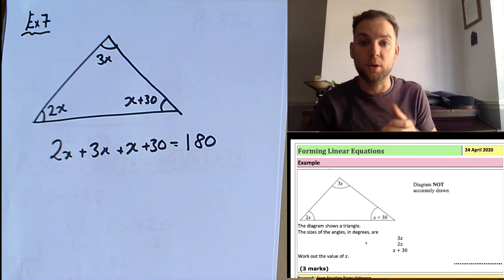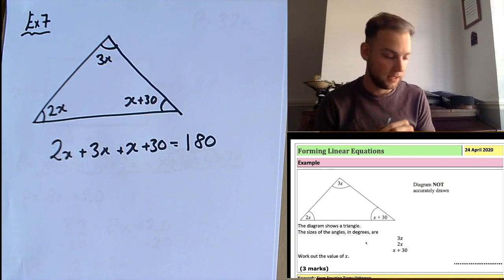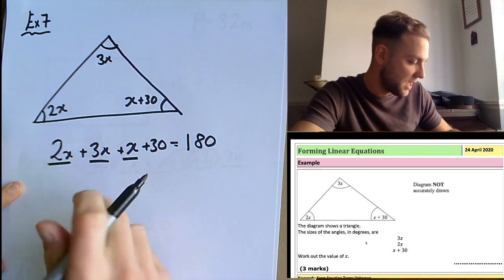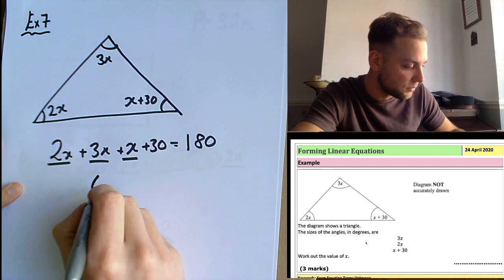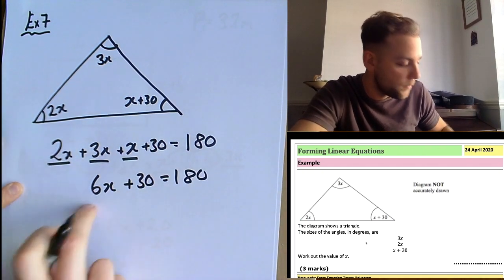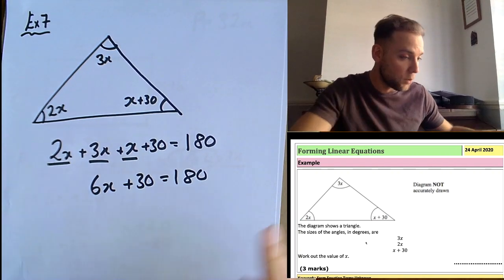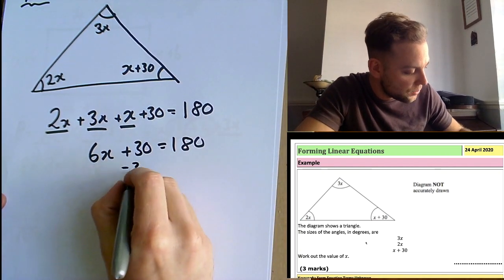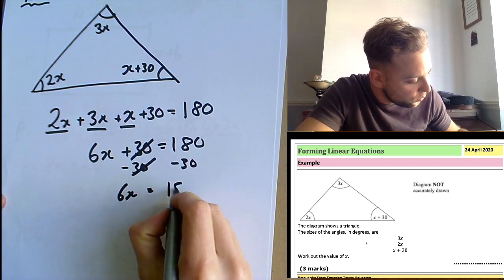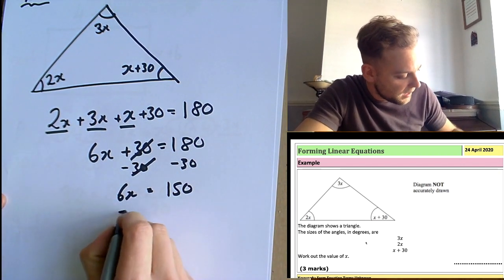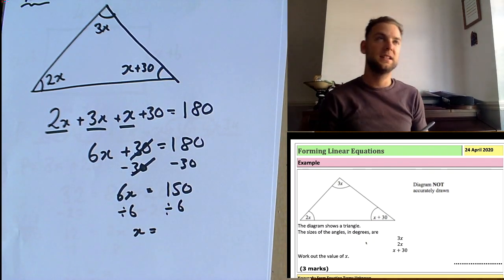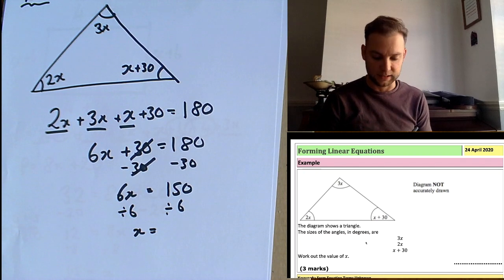So I've formed my equation, but now I need to simplify it. So let's bring the x's together. 2x, 3x and x. 2x and 3x is equal to 5x, plus another x is equal to 6x. Remember that 30 cannot go with this because it's not an x. Then I go on and solve it. So minus 30, 6x is equal to 150, divided by 6, x is equal to 150 divided by 6.